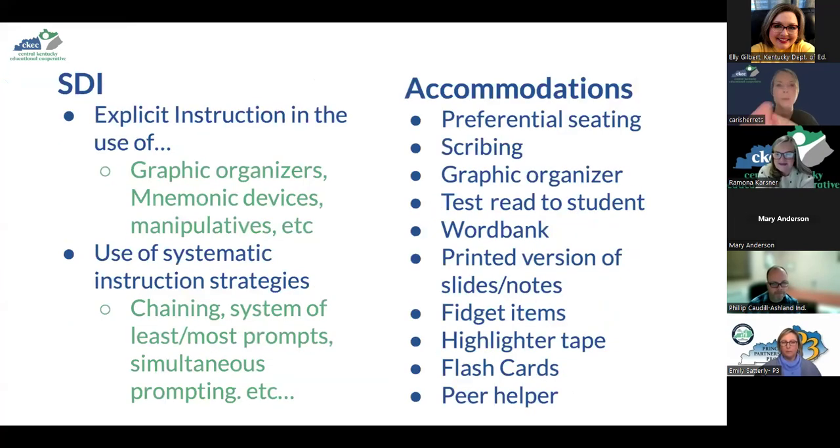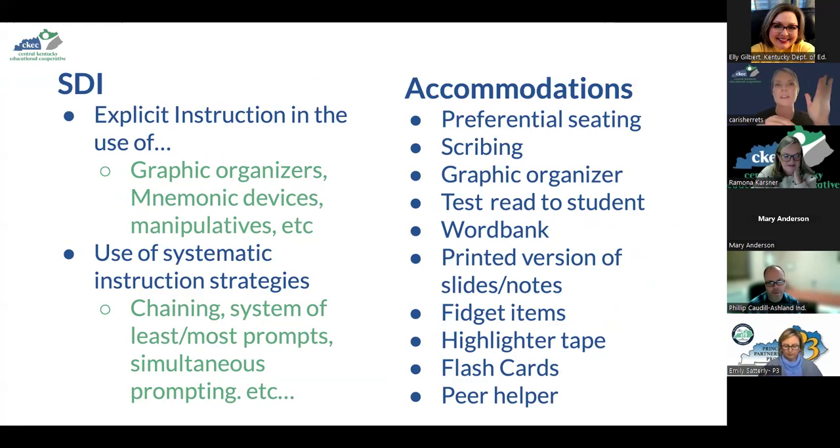So we always put up this graphic whenever we talk about specially designed instruction and accommodations, because oftentimes people will have an aha and say, oh my goodness, we are giving students a lot of accommodations, but we are not providing direct, explicit instruction for those students.